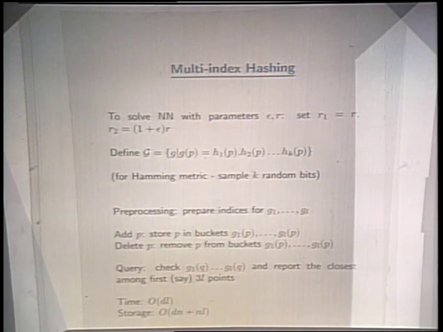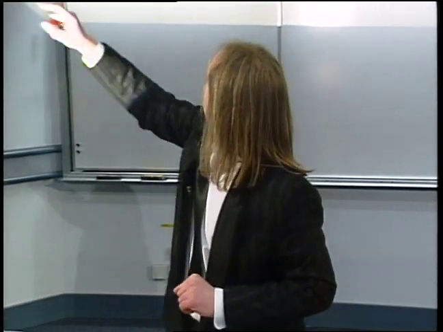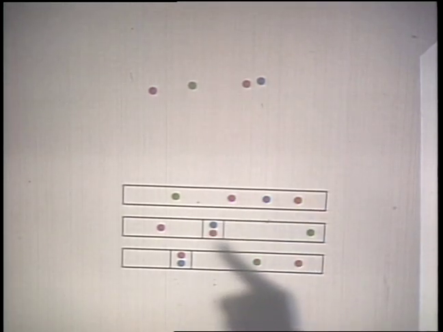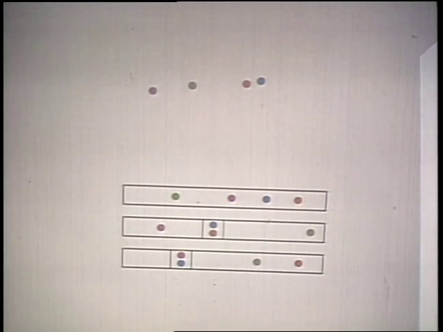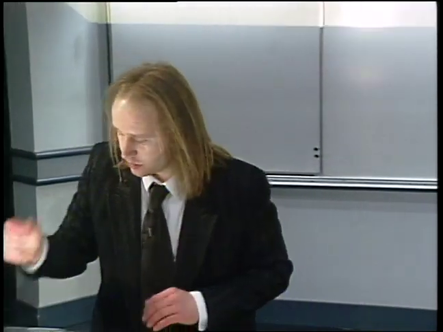The main idea behind multi-index hashing is as follows. We take each point and we replicate it once in each index. We have many indices. The idea is that points which are close together should collide in at least one index. And we should not allow collisions between points which are far away, because of computational issues. So this is the basic idea behind it, and the details are as follows.